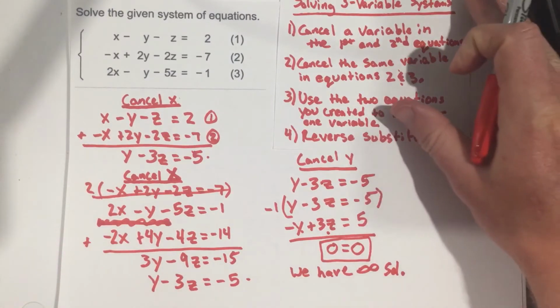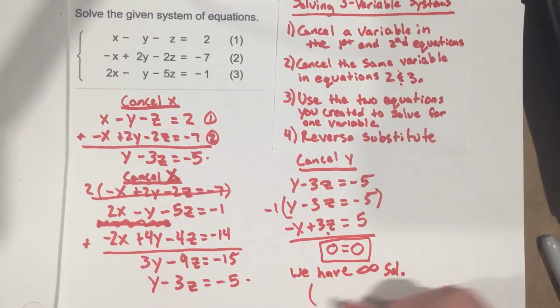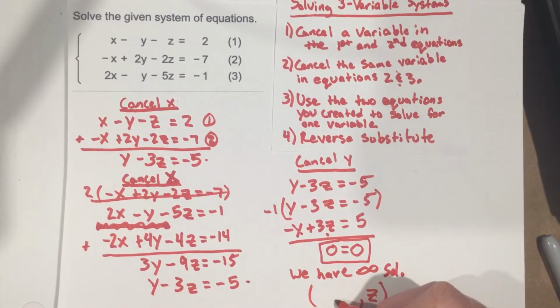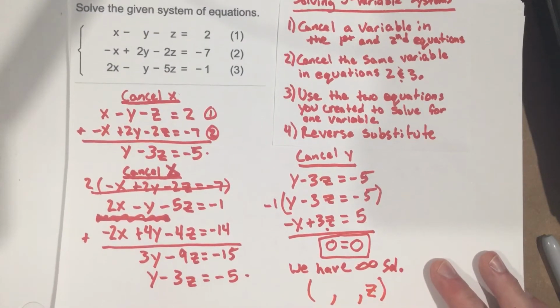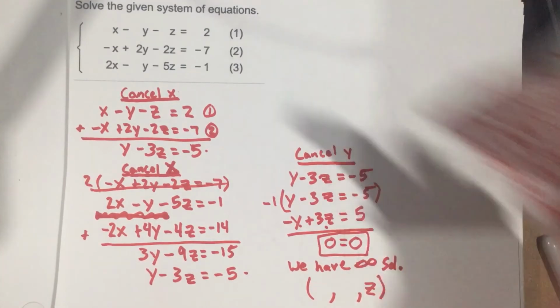You'll see what I'm talking about here. So at the bottom, I'm going to say that z is the variable that can be anything. And then I'm going to find an x and a y that correspond with z. So I pick z to be my infinite variable. And I'm actually going to move this.